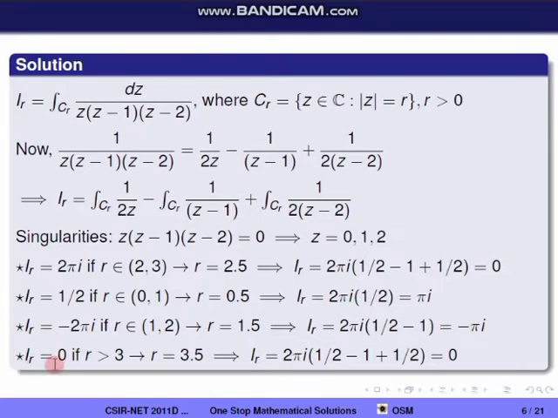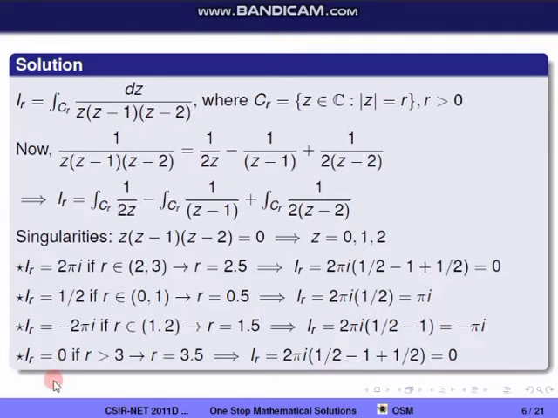IR equals 0 if R is greater than 3. So I am taking R equal to 3.5. Then all the singularities are inside. When we apply the Cauchy integral formula, we get IR equals 2 pi I times 1 by 2 minus 1 plus 1 by 2, which is equal to 0. So only the last option is coming out correct.